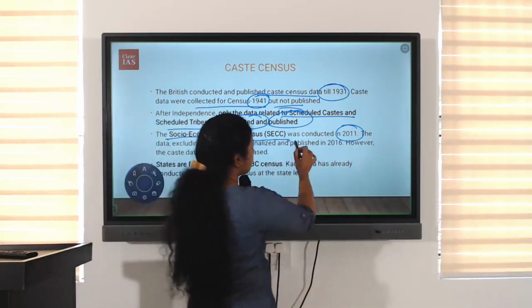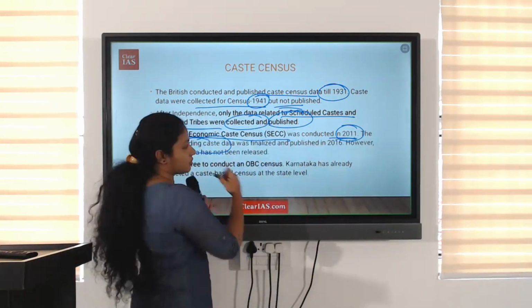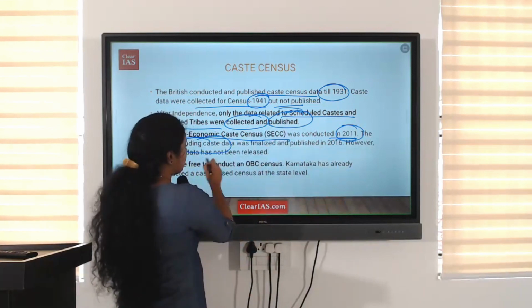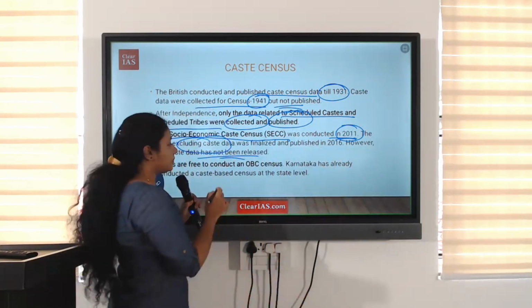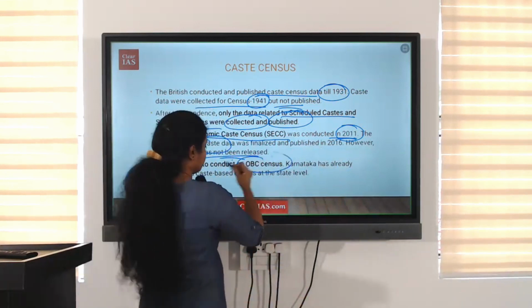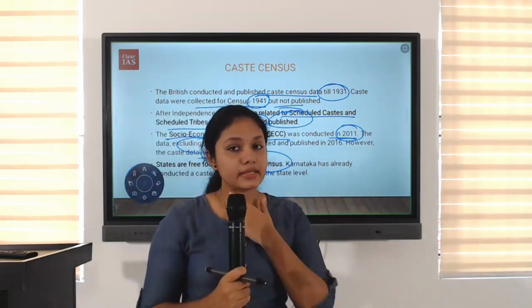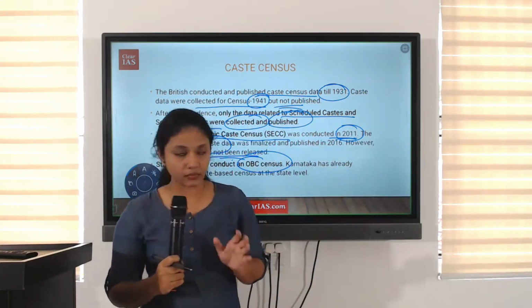Socio-economic caste census (SECC) was conducted in 2011. The data excluding caste data was finalized and published in 2016. However, the caste data has not been released. Clear? States are free to conduct an OBC census. Why OBC census? To grant reservation for them. Okay.